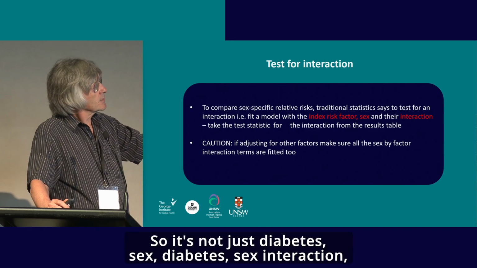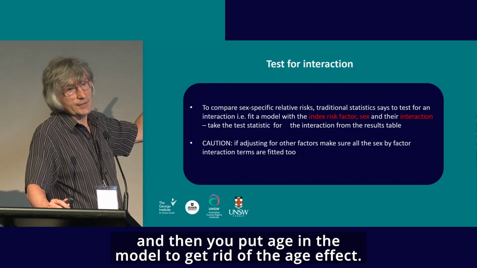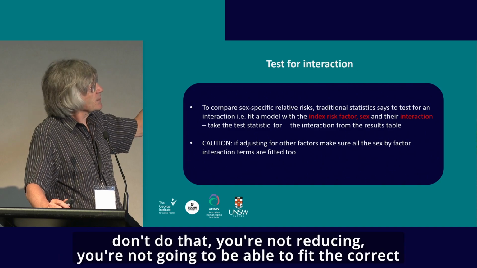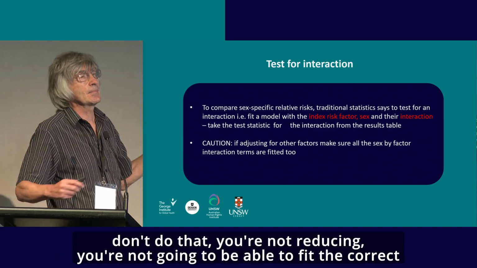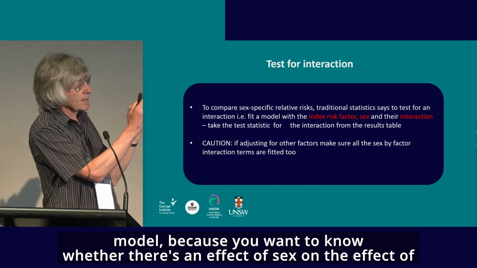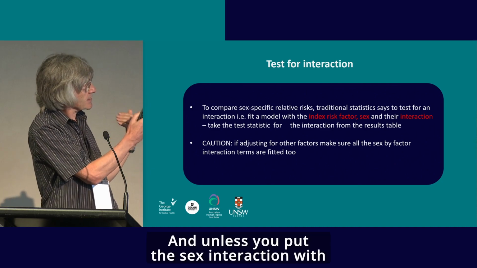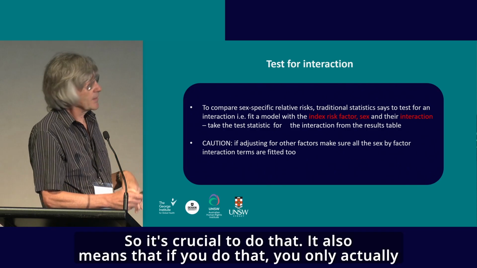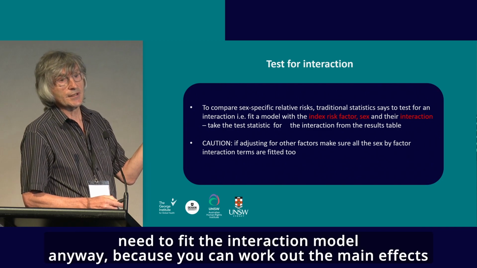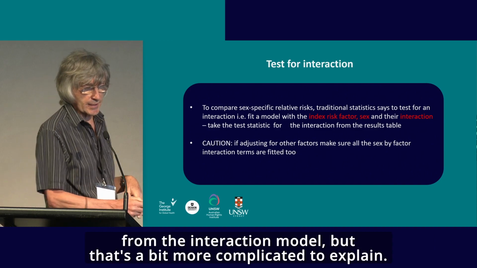So it's not just the diabetes-sex interaction, and then you put age in the model to get rid of the age effect. You've got to put the age-by-sex interaction in the model as well. Because if you don't do that, you're not going to be able to fit the correct model, because you want to know whether there's an effect of sex on the effect of diabetes, taking account of other risk factors. And unless you put the sex interaction with the risk factors, you won't be able to find that. So it's crucial to do that. It also means that if you do that, you only actually need to fit the interaction model anyway, because you can work out the main effects from the interaction model, but that's a bit more complicated to explain.